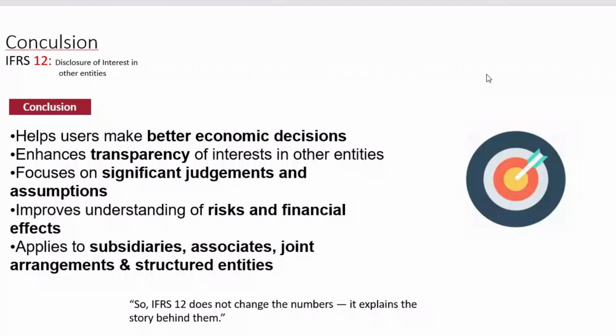Let's conclude our topic. IFRS 12 is a disclosure standard that helps improve transparency in financial statements. It requires companies to provide clear information about their interests in other entities such as associates, joint arrangements, and structured entities. The main focus of this standard is the significant judgment and assumptions made by management in deciding whether the company controls or has significant influence over another entity.